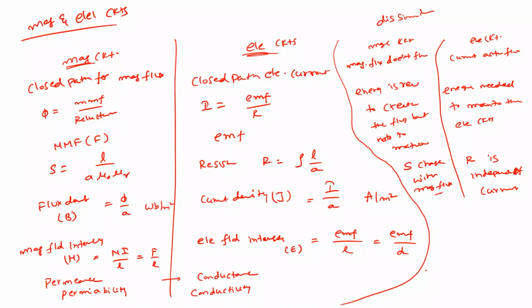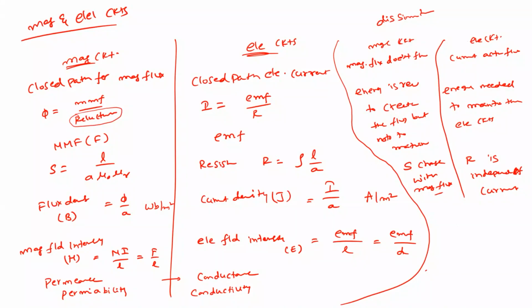So these are the similarities and dissimilarities between a magnetic circuit and an electric circuit. S is dependent on magnetic flux, right? Obviously the reluctance depends on the flux. So how is it dependent? On flux. So we have this reluctance, right?